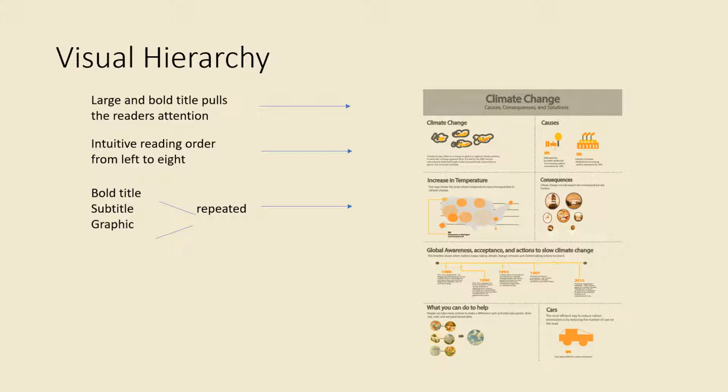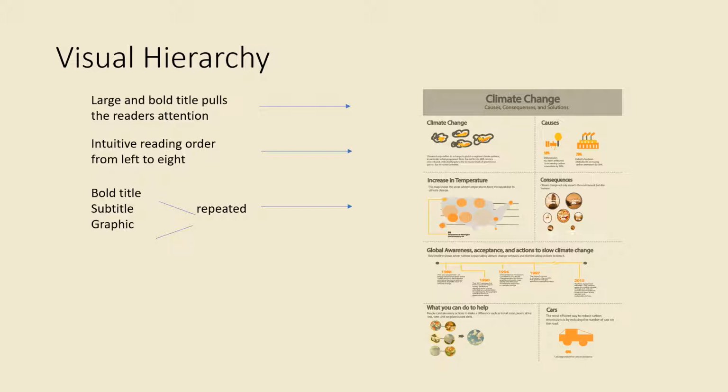Visual hierarchy refers to how viewers' attention is guided throughout the infographic. Thus, it allows you to control how the information is absorbed by the viewers. You can use colors, size, and text weight to apply visual hierarchy.